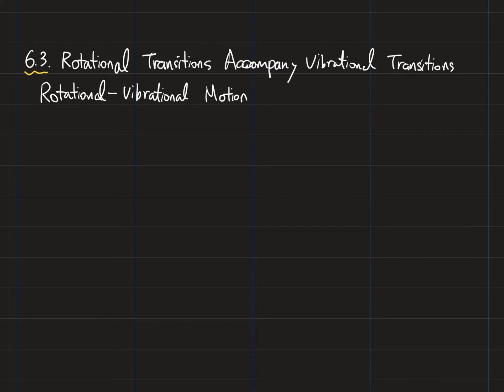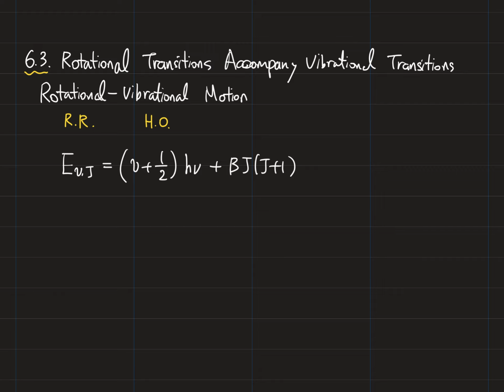We can describe the vibrational motion using the harmonic oscillator, and we can describe the rotational motion using the rigid rotator. So simply, the allowed energy level with the quantum numbers V and J should be (V plus 1/2) h nu plus B J(J plus 1).